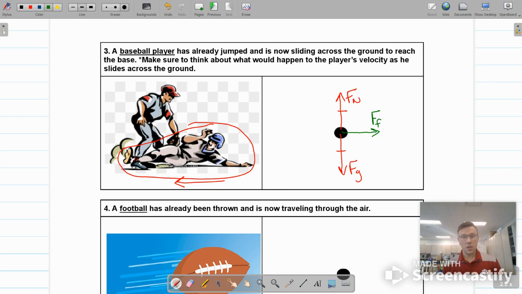Now, what we've drawn here is unbalanced forces in the horizontal direction, meaning there is a force to the right and there is no force to the left, which will cause the baseball player to accelerate. And in this particular case, it is going to slow the baseball player down and he will come to a stop, which hopefully makes sense.